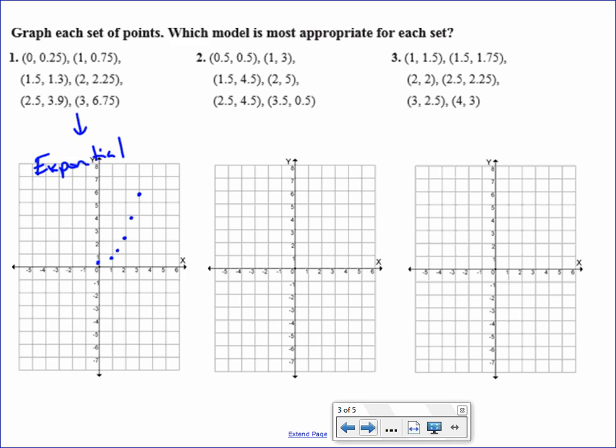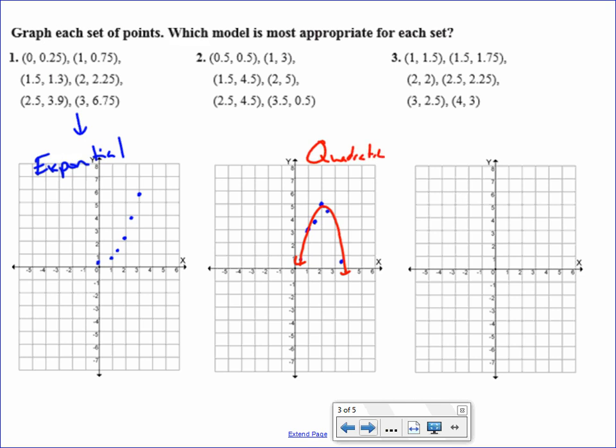Okay, if I look at the next one, I've got a 0.5, 0.5. So that would be right here. If I had a 1 and a 3, that would be here. A 1.5 and a 4.5, here. A 2 and a 5, here. A 2.5 and a 4.5, that would be here. If I had a 3.5 and a 0.5, that would be right here. And I think we can kind of see that general shape of a quadratic, something like this. Okay, so this one would be a quadratic. Hopefully I graphed all those points right.